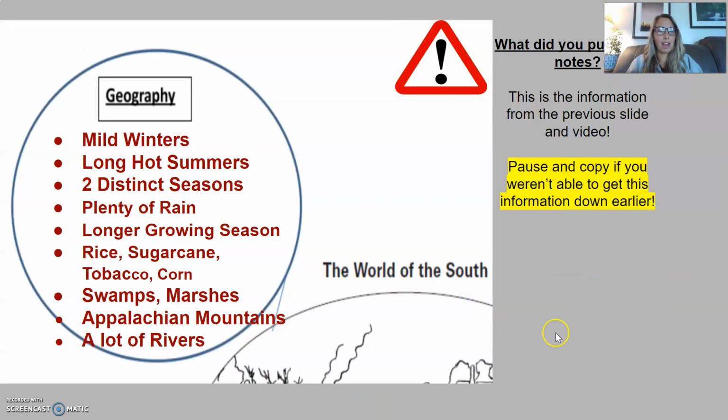So again, if you have not got these into your notes, this is what your bubble should start to look like. You can always pause and copy this down if you didn't get it from the last slide, and we will keep moving.